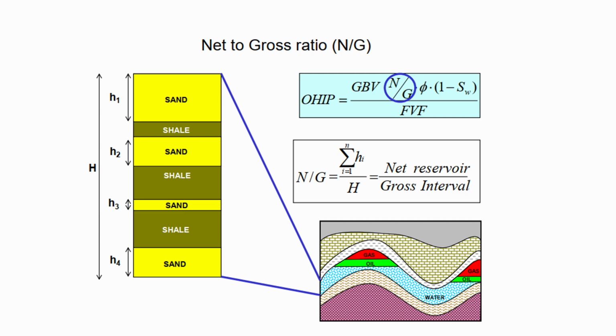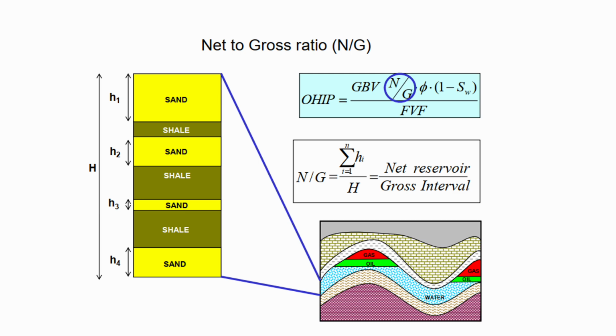N over G is equal to HI divided by H. That is the net reservoir divided by the gross interval. So HI is the sum of the sand layers, the total thickness of the sand productive layers. H is the gross interval, the total thickness of the entire rock column, sand plus shale. Higher net to gross ratio means more productive reservoir rock. Lower net to gross ratio means more shale and less useful rock for hydrocarbon production.